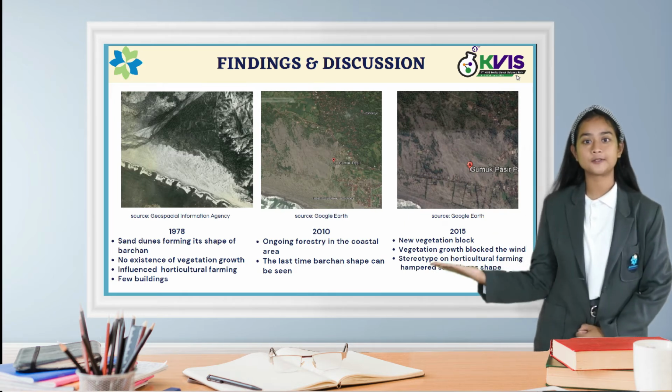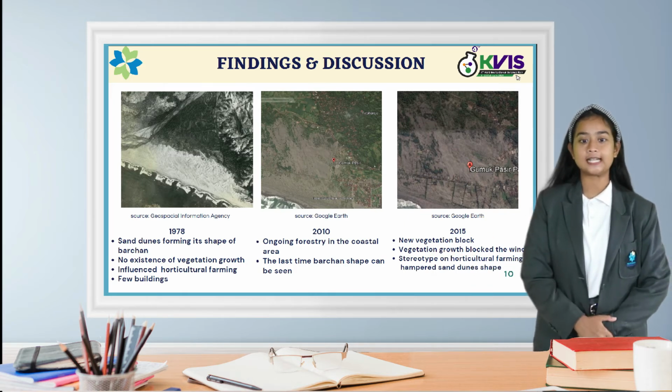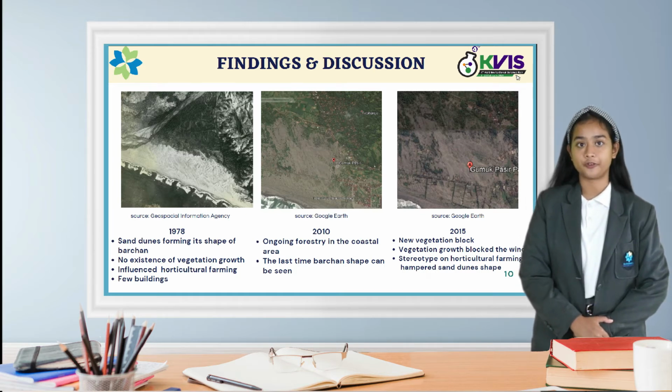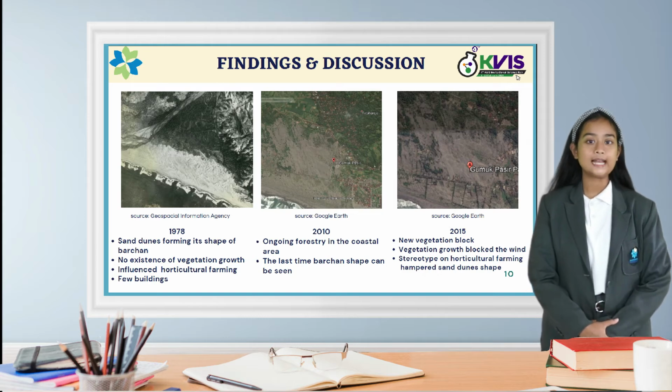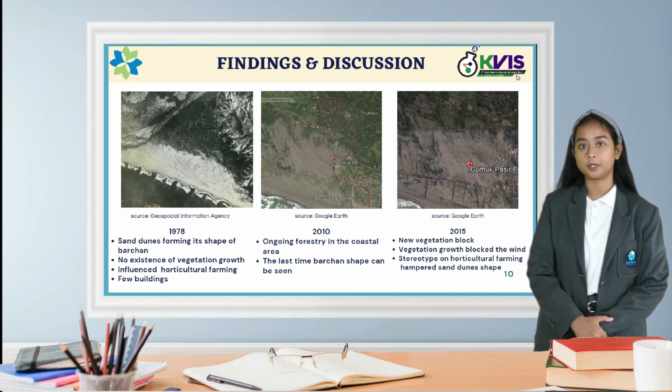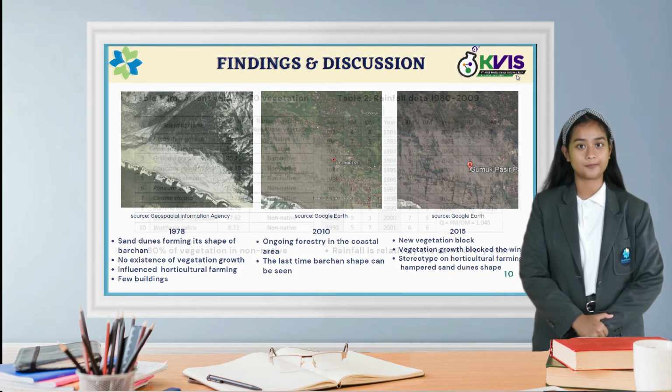In the figure 2010, it shows that there is ongoing forestry in the coastal area, and according to the interview, it was the last time the barchan shape could be seen. Lastly, in the figure 2015, there is a new vegetation law. The rapid growth of vegetation blocks the wind, and this is the beginning of the stereotype that the sand dunes can be used as horticultural farming.